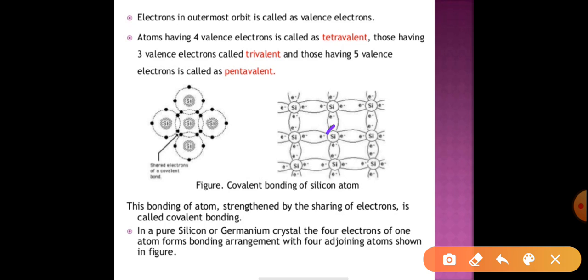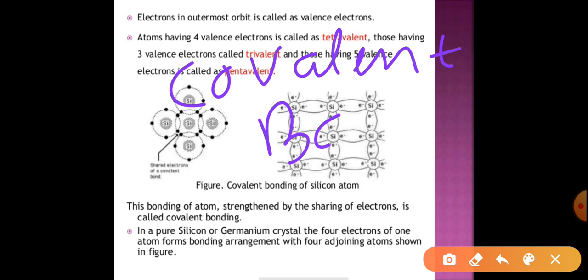So this silicon will cover up with this one, and this one. It already has 4 valence electrons, 1 2 3 4, so it will share one of these, second, third and fourth, so it will complete its octet. The bonding of this is called a covalent bond.